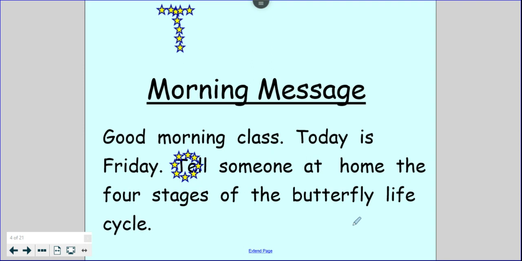We're looking for a sentence that has 3 words. So can that be the right sentence? Nope, that's not the one we're looking for. We better find another capital T at the beginning of a sentence. Do you see one anywhere in our morning message? I see it. Let's see.